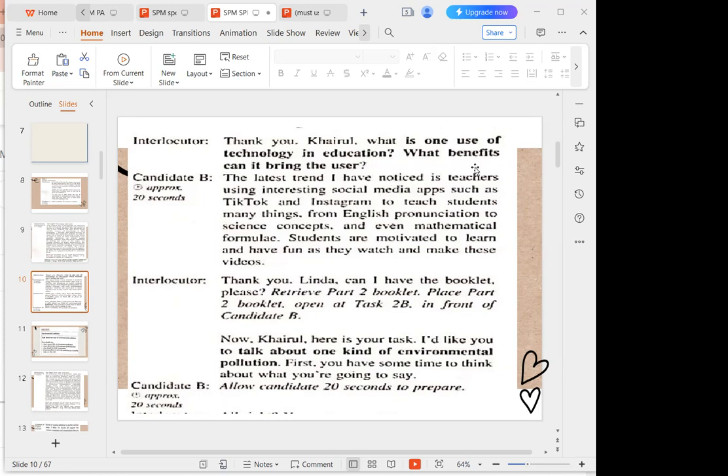Okay, so what benefits does it bring? It mentions several things, right? It mentioned TikTok and Instagram, right, to talk. And here, you can teach the subject matters, and students can also be motivated to learn and have fun. So basically, she mentioned three benefits that it brings to the users.